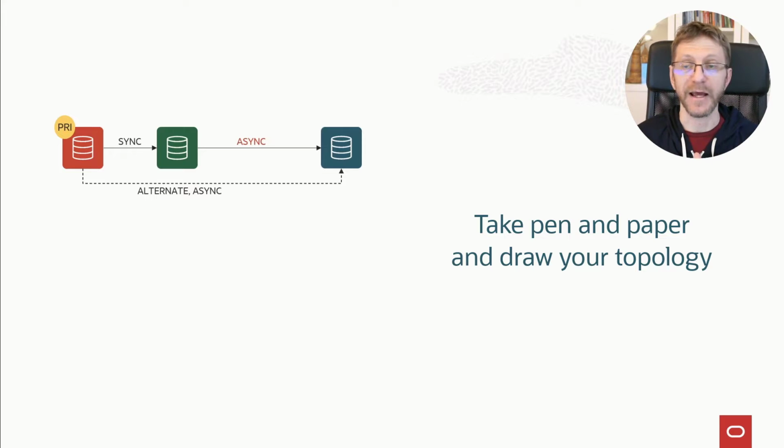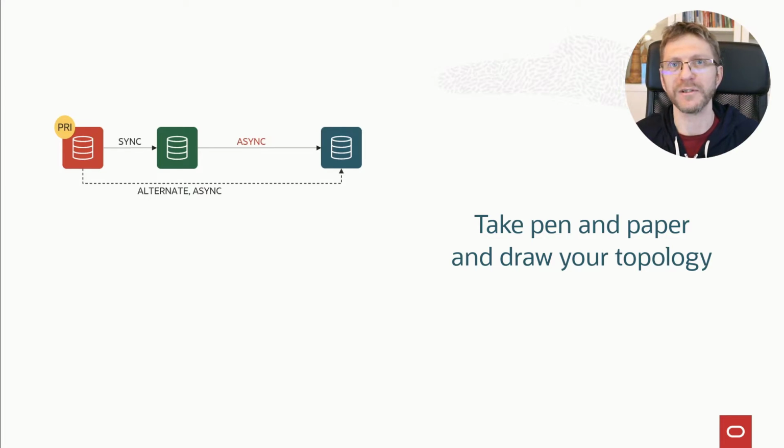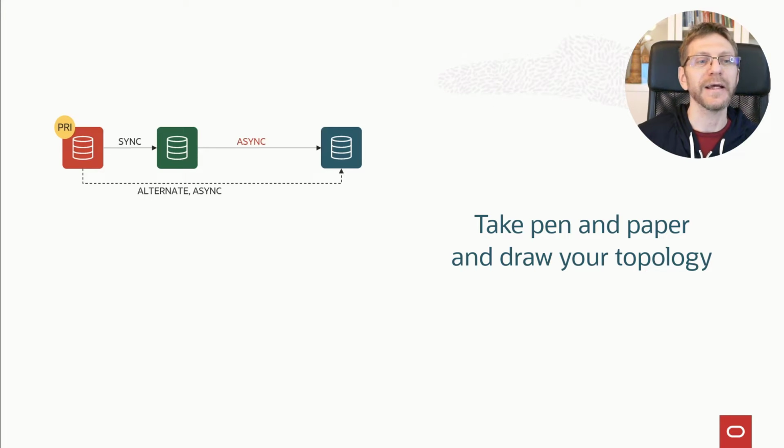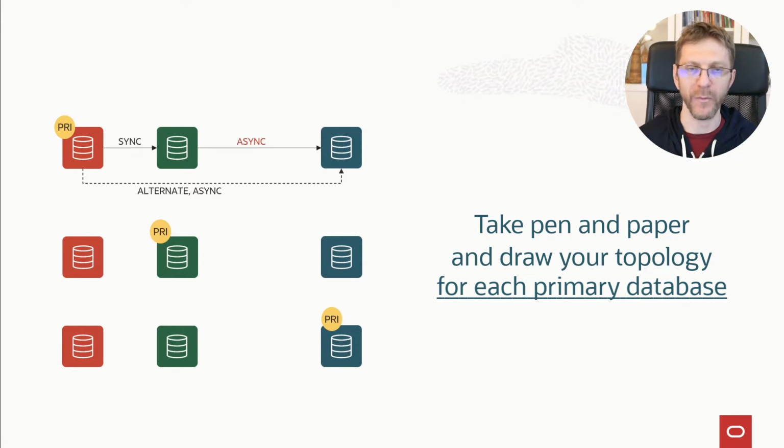In this case, I have red, that is the primary database, and I want it to send to green synchronously, and then having green cascading to blue asynchronously. And in case green is not available, I want red to send directly to the blue database. Okay? So green is priority 1, and blue is priority 2 in case green is not available. Okay? But this is just in case red is the primary database. What happens if I have green as the primary or blue as the primary? I need to draw the same topology according to my needs.